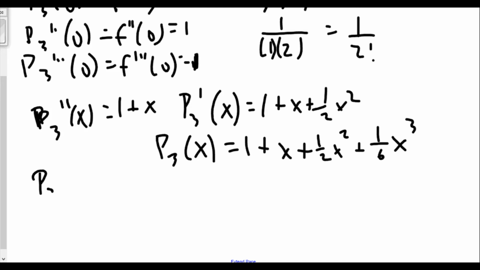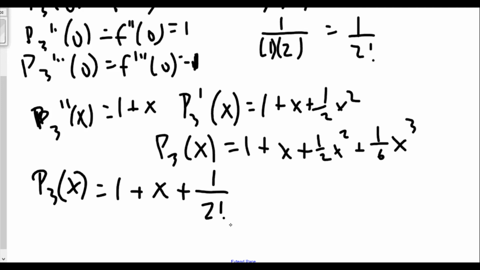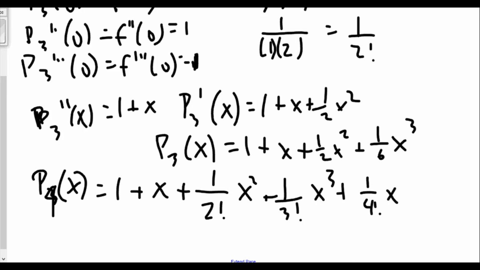So P3 of x is 1 plus x plus 1 over 2 factorial x squared plus 1 over 3 factorial x to the third. If I want to go further, let's say P4, that'd add 1 over 4 factorial x to the fourth, and so on and so forth. And so we can see this pattern developing, okay?